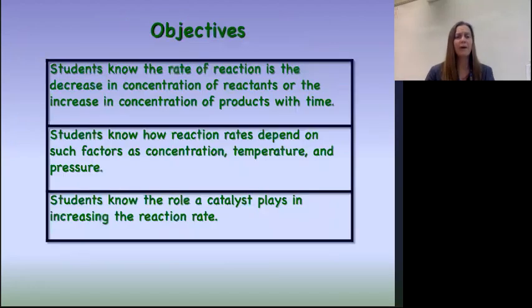And so we're going to talk about how quickly that reaction happens, the rate of reaction, how we measure that, and we're going to talk about what factors that depends on, as well as what a catalyst is and what role it plays in changing the rate of a reaction.